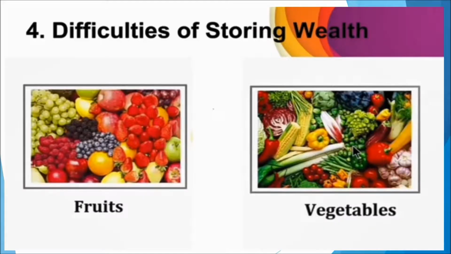The fourth drawback is difficulties of storing wealth. For example, if person 1 has fruits and person 2 has vegetables and both of them want to exchange their commodities, we all know that fruits and vegetables cannot be stored for a long period of time. So this is known as difficulties of storing wealth. I hope you are clear with the drawbacks of the barter system.